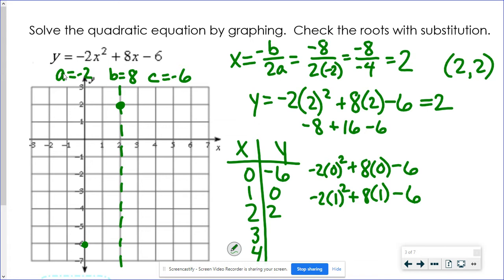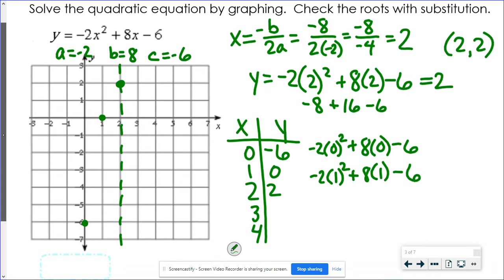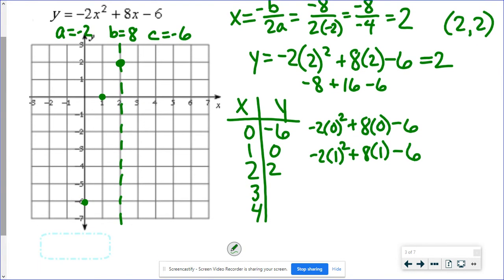So 1, 0. Again, once we know those, you should know what I should get for my y values for the 3 and the 4, but I'm still going to run the numbers through.